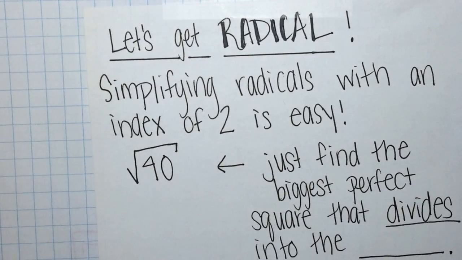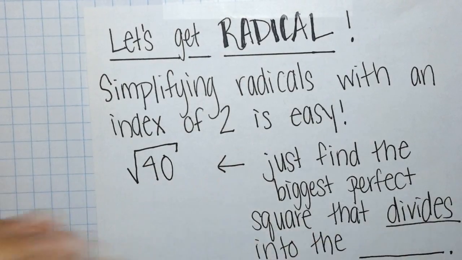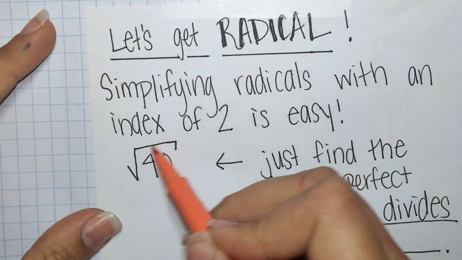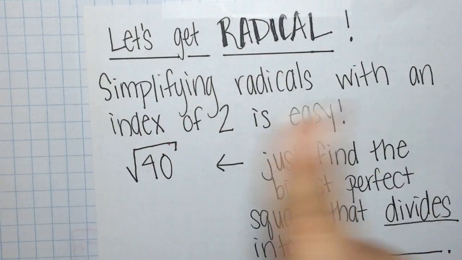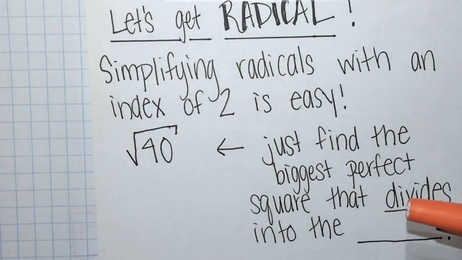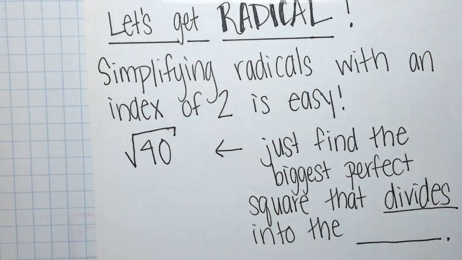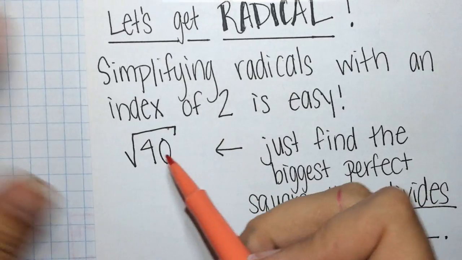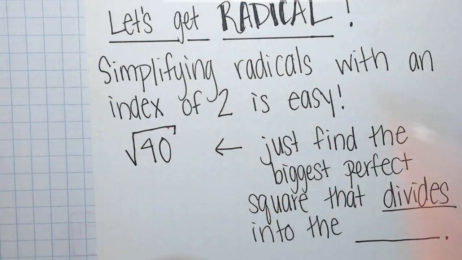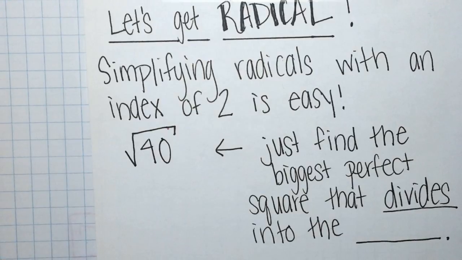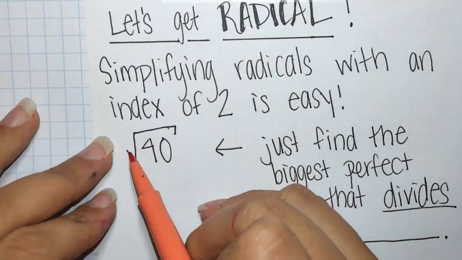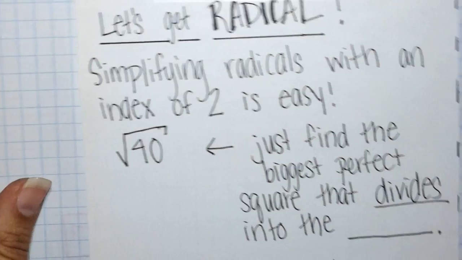Now, who can remember what this top line is called right here? Vinculum. Take a point. Can anybody tell me what the number under the radical is called? Radicand. Yes. Good. Natalie, take a point. Now, how do we know what the index is of a radical?